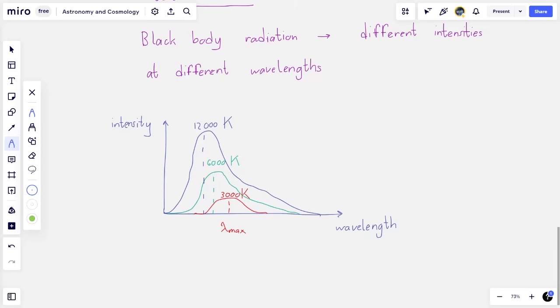For red, it's 3,000 Kelvin. For green, it's 6,000 Kelvin. And for blue, it's 12,000 Kelvin. If you've ever seen someone maybe tempering a sword or tempering any steel, for example, when the steel comes out of a furnace, it glows. It glows a very red or orange color when hot.